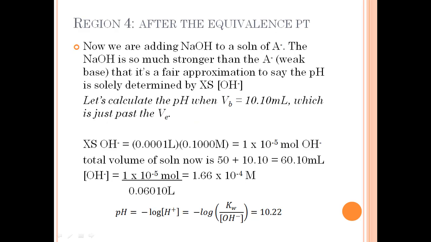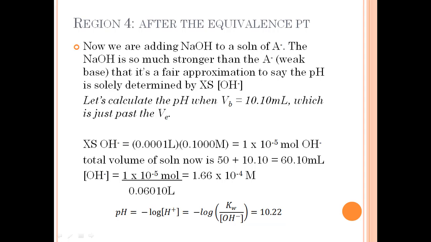All right, so what's the last region? It's after the equivalence point. This is simple too, because all we're doing is we're adding a strong base to a weak base. And like I said before, the NaOH is so much stronger than that weak base that a fair approximation is to say that the pH is really just determined by that strong base, the excess strong base.